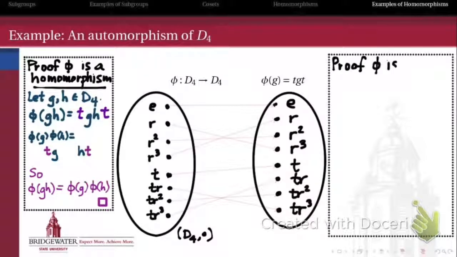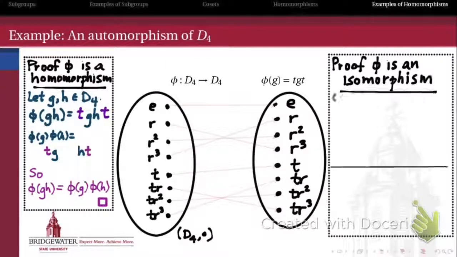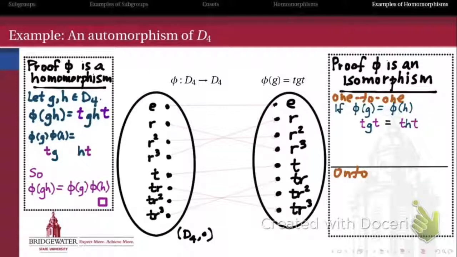Why is it an automorphism? In order to show that phi is an automorphism of D4, we need to show that it's an isomorphism, that it's both 1-to-1 and onto. To show that it's 1-to-1, let's suppose that phi of g and phi of h are the same thing. In other words, phi sends 2 elements g and h to the same place. Well, that means that tgt is equal to tht. And by multiplying on the left by t, and then multiplying on the right by t, we find out that implies that g, in fact, is equal to h. And so we've proven that if phi of g is equal to phi of h, then g is equal to h, hence phi is 1 to 1.